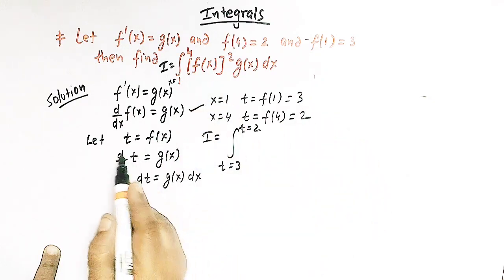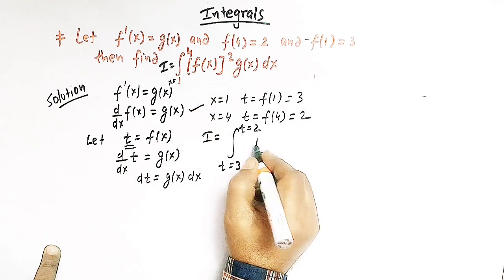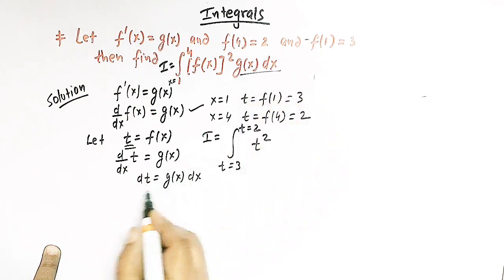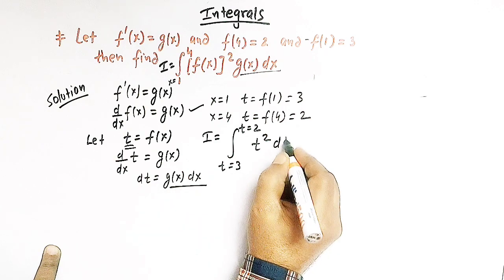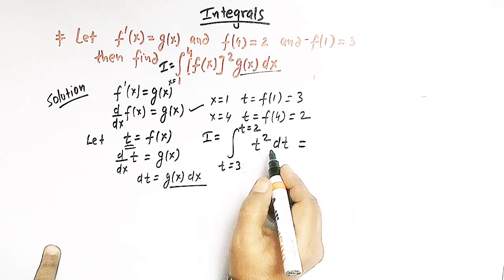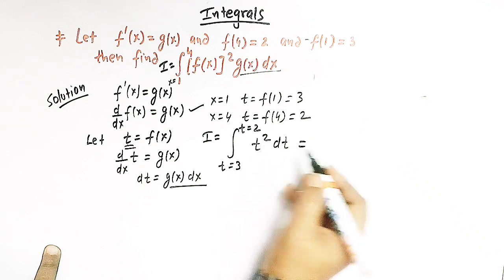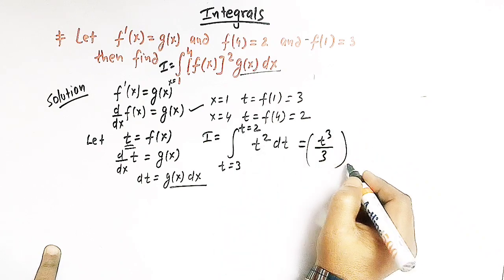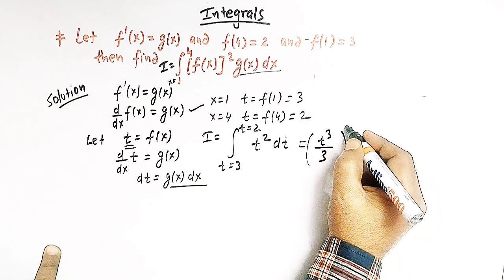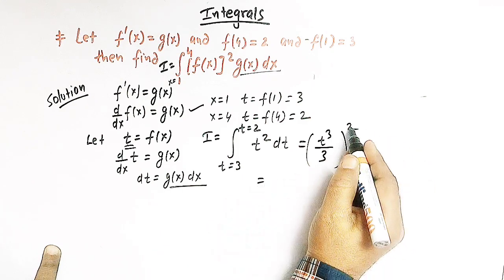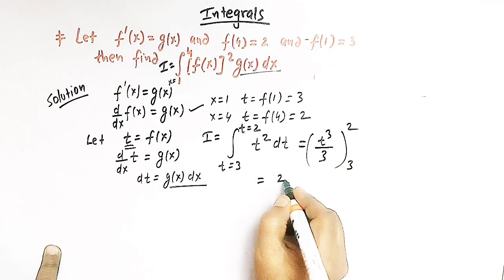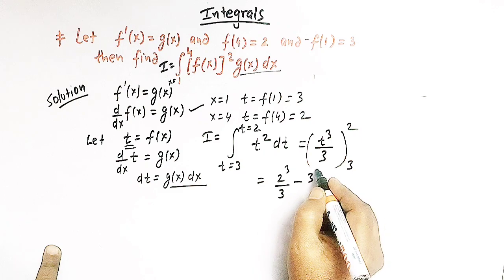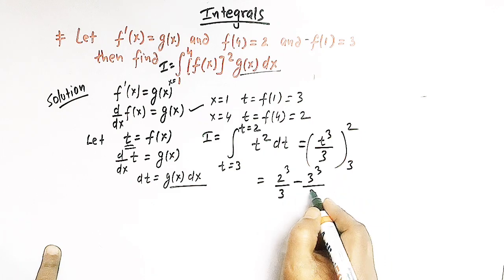And for f of x we can write t, so here we have t square, and for g of x dx we can write dt. So now we have a simple integral. The integral of t square dt is simply t cube over 3, and the limits of integration are from 3 to 2. Substituting the limits and taking the difference, we have 2 cube over 3, minus 3 cube over 3.